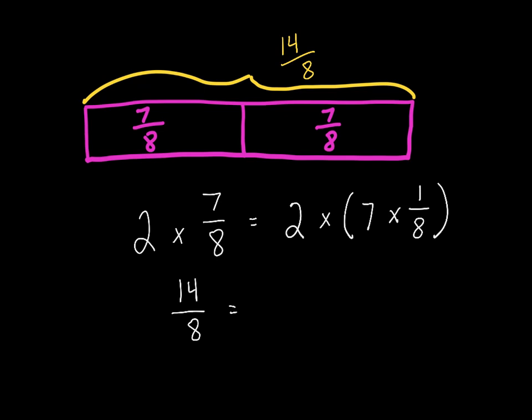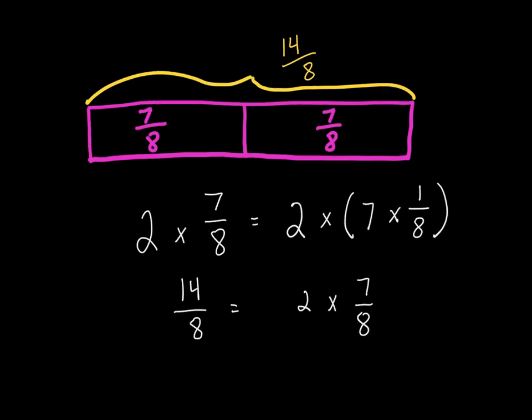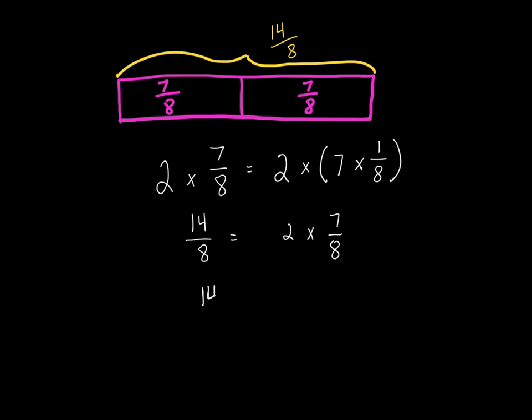And this is going to be the same because 7 times 1/8 is 7/8. Multiply that by 2, and you're going to get 7 times 2, 14 over 8. So they're still the same thing, even by mixing up your numbers.